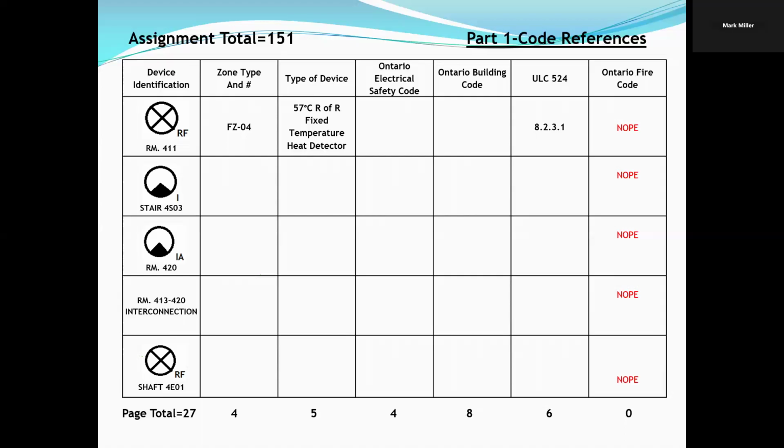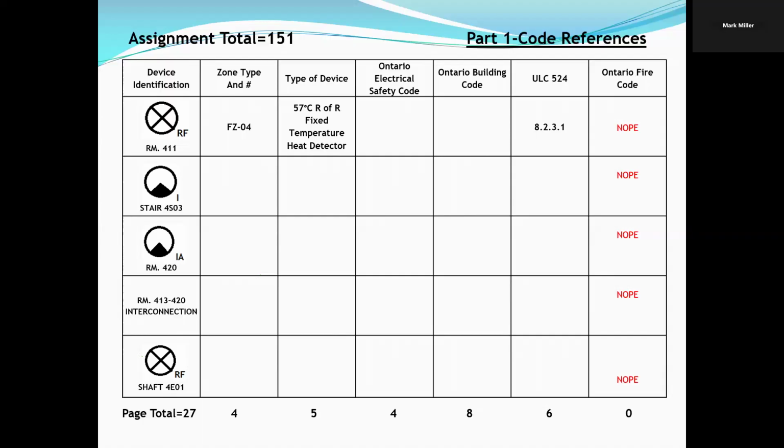Okay, so there's 6 columns. We're only doing 5. Oh, look at that. Right? We've gotten rid of 1/6 of the work already. We're almost done. So we have all these devices shown. I want to know what zone type and what zone number they are. I want to know what type of device it is. And I really care about the Ontario Building Code and S524. Right, those are the 2 columns that I'm really excited about.